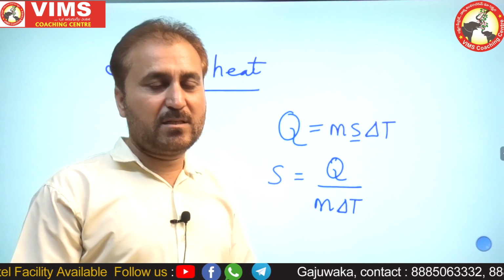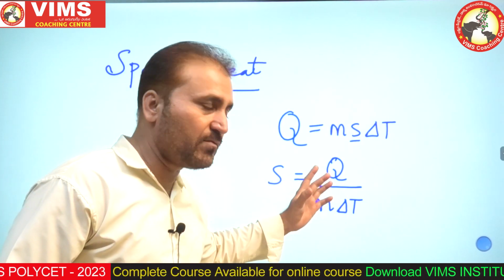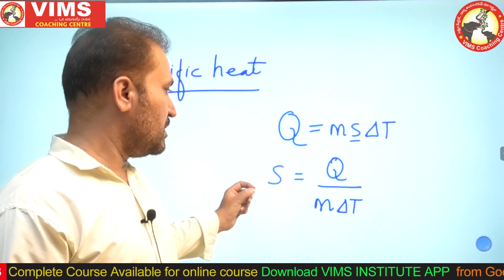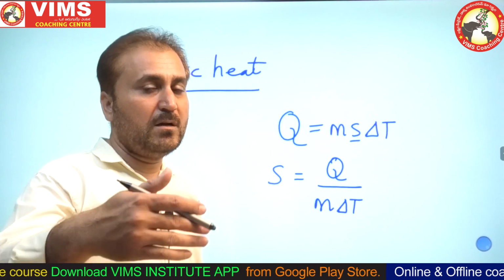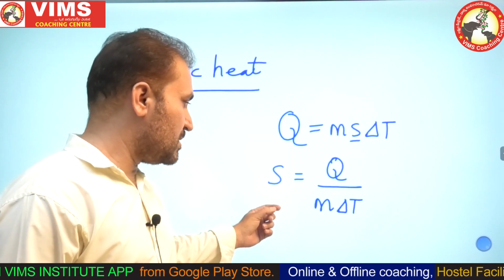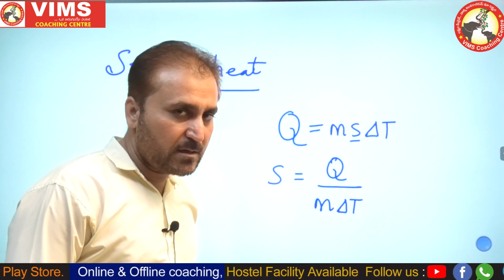So what is specific heat? Still we have not understood. Let us try to understand specific heat by using this formula. What does the formula say? S is equal to Q by m delta T. What is Q? Q stands for quantity of heat. m stands for mass of the substance. Delta T stands for difference in the temperature.